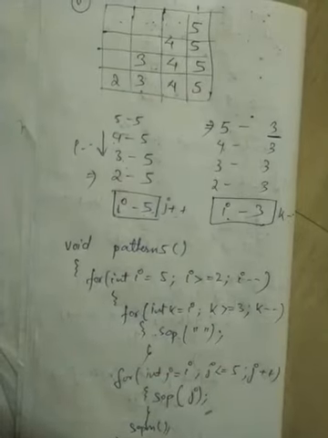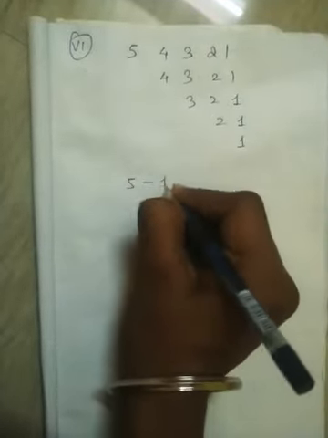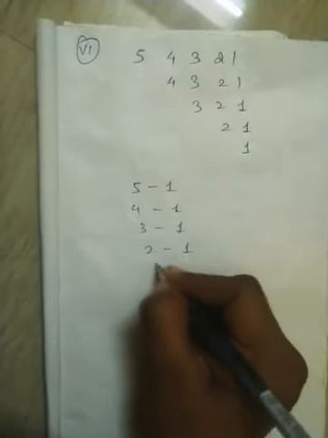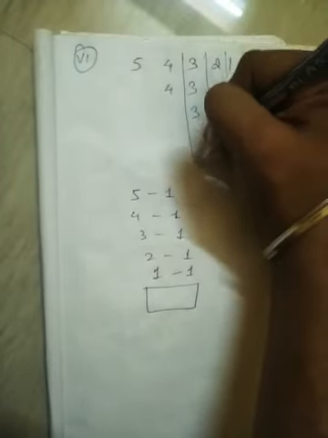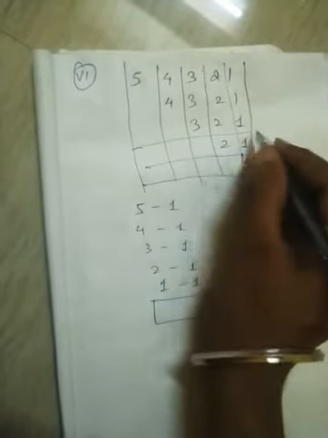Next one, number 6. Now if you see question number 6, here again we have to make the table from 5 towards 1, 4 towards 1, 3 towards 1, 2 to 1 and 1 to 1. This is the table you are getting. Bring the spaces. If you see properly, the maximum spaces are in the last line, with 1, 2, 3, 4 spaces there in the last line.